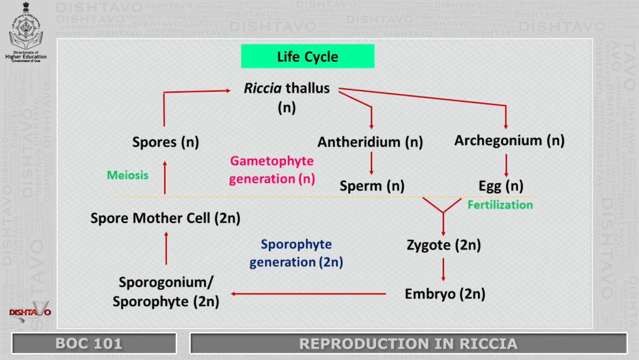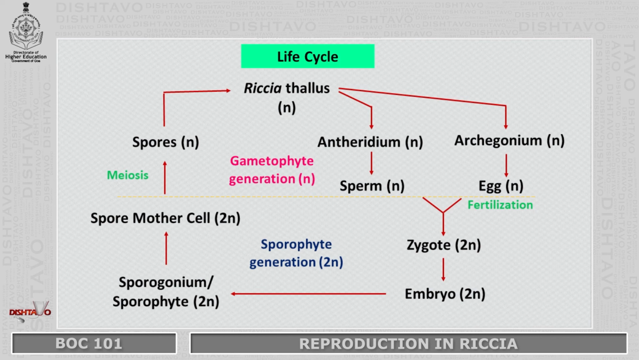Now let us study in short the life cycle of Riccia. We have the Riccia thallus, that is the gametophyte, that is haploid. Whether it is monoecious or dioecious, based on that you will have the antheridia and archegonia. They may be present on the same thallus or on different thalli. So you have the antheridia that show the presence of the sperm, and the archegonia that show the presence of the egg.